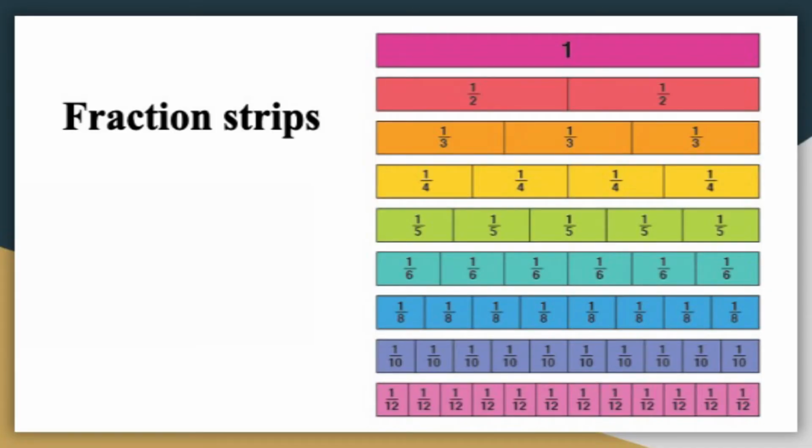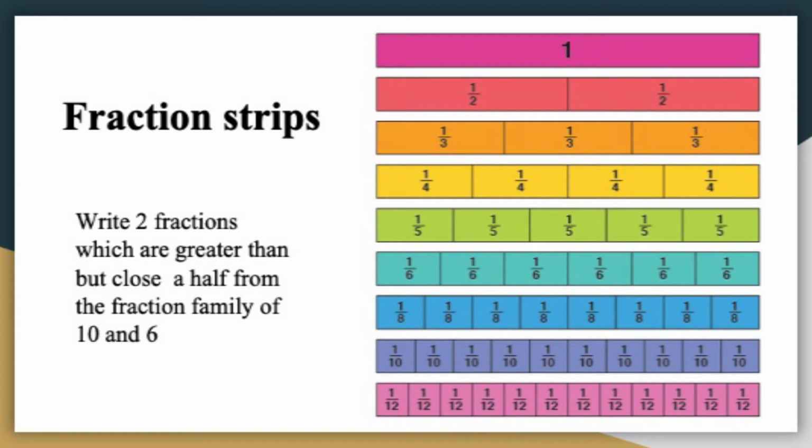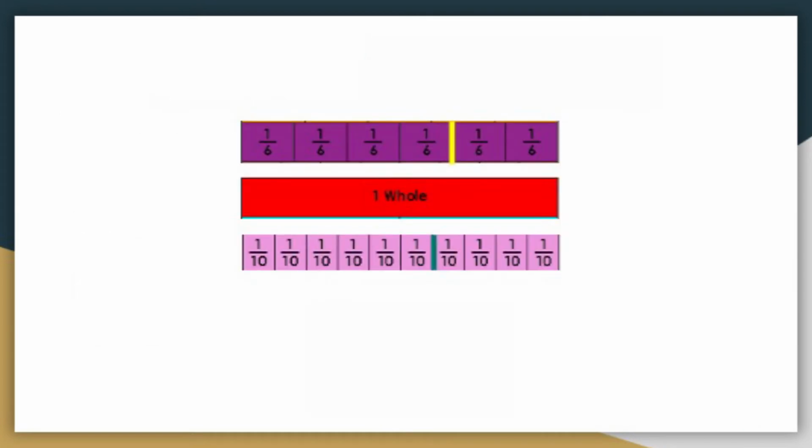Now, we want to look at fraction strips. I want you to write 2 fractions which are greater than but close to a half from the fraction family of 10 and 6. For the fraction family of 10, I say 6/10. Do you agree? By looking at the fraction strips and comparing the 10th bars with the halves, we see that 6/10 is greater than a half, but pretty much close to the half mark. Hence, we can say it fits the criteria of being greater than but close to a half.